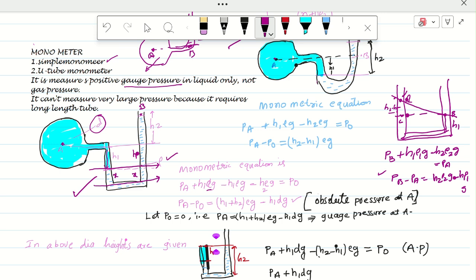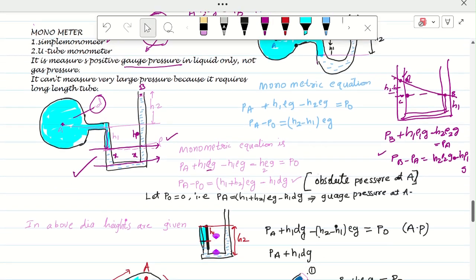In this left limb, in the H1 height, the density is of the manometric fluid. Here this is the liquid poured, H1 rho G. Now again going up, minus H2 rho G is equal to P naught or PB. So now PA minus P naught. PA minus P naught means gauge pressure. If P naught goes to that side, only PA means absolute pressure. Right, PA minus P naught gives gauge pressure. So (H1 plus H2) rho G minus H1 dg. So this is the answer. I hope you understand the manometric liquid.